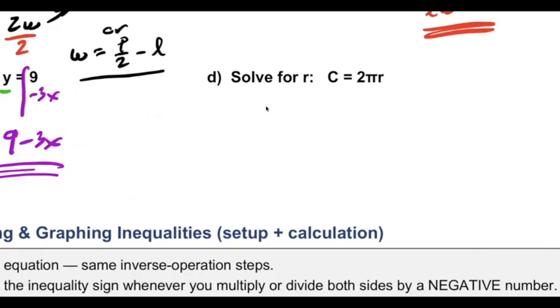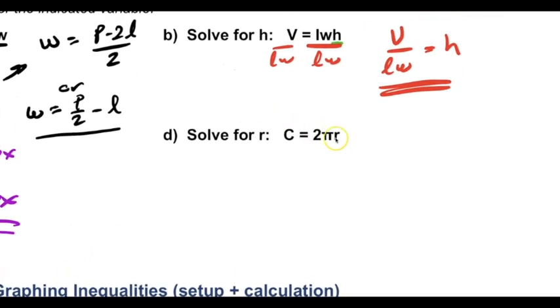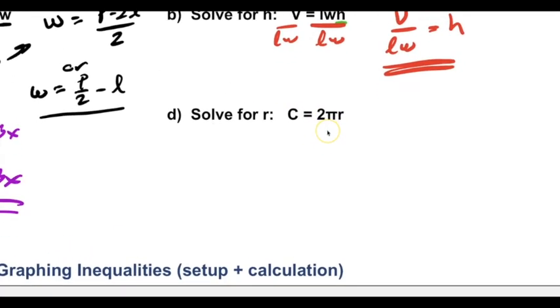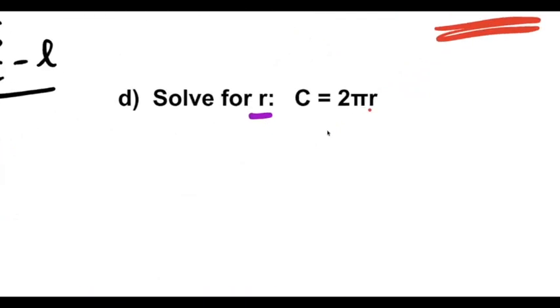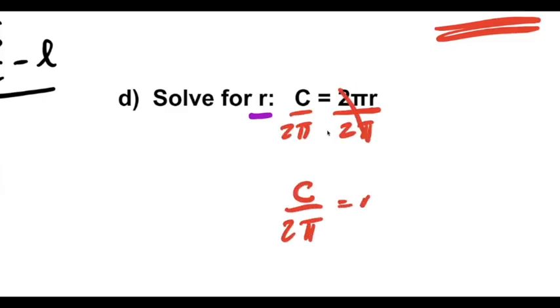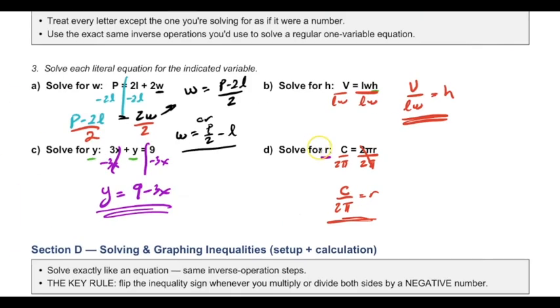Over here, kind of like the one we did above, we're trying to get the r by itself. Well, right now it's being multiplied by 2 pi. People freak out when they see the pi. Nothing to freak out about. It's the same concept. I want to get the r by itself. It's being multiplied by 2 and pi, so do the opposite. Divide by 2 and pi. Those cancel, and you get c over 2 pi equals r. And there we go. Okay, so that was literal equations.